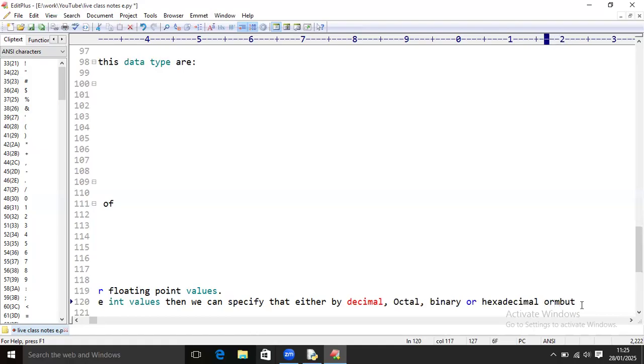Sorry, in my keyboard F is not working properly. That's why F is always missing while typing.